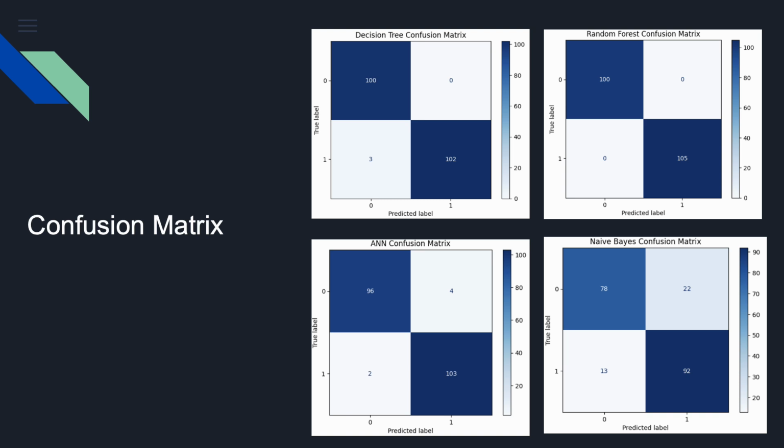The next slide shows the confusion matrix for all four models. The random forest achieved perfect classification with no errors. The decision tree and ANN also performed very well with only a few misclassifications. Naive Bayes, however, made more errors, especially in predicting the negative cases. Overall, this confirms that random forest was the most accurate and consistent model for our study.